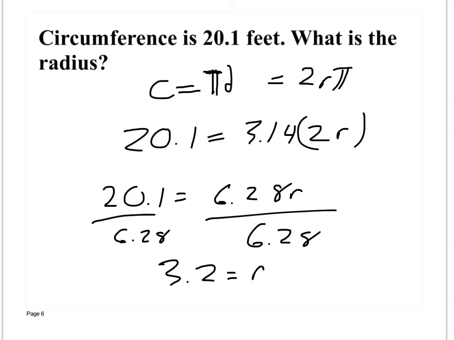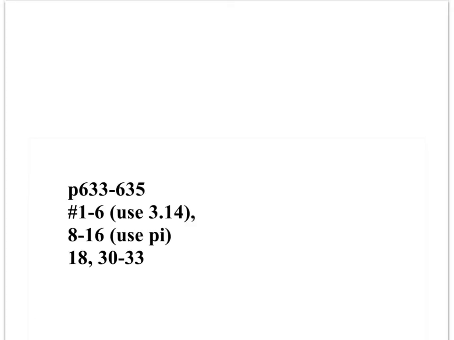Any questions? Here's your homework assignment. On 1 through 6, you are to use 3.14, just like we did. 8 through 16, you are to use pi, terms of pi, so use the symbol. Should save you a few steps. 18 and 30 through 33, you will know what they're asking for. Okay? Sometimes it'll be 3.14, sometimes it'll be pi. You'll see what they're asking for.